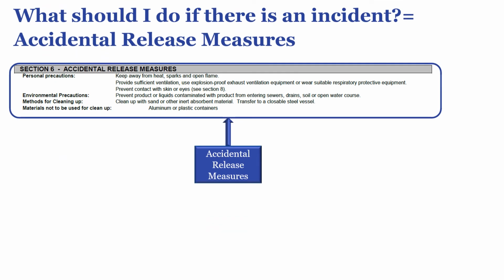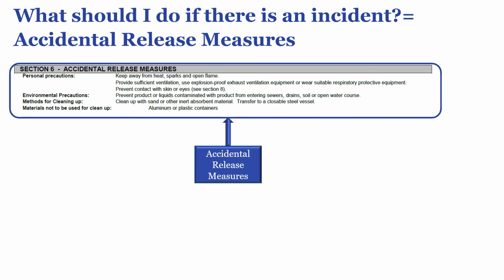Accidental release measures. In Section 6 of the SDS, there is information in regards to personal precautions, environmental precautions, methods for cleanup, and materials not to be used for cleanup. For our example of P70, personal precautions include: keep away from heat, sparks, and open flame. Methods for cleaning include: prevent product or liquids contaminated with product from entering sewers, drains, soil, and open water course. Clean up with sand or other inert absorbent material. Transfer to a closable steel vessel. Materials not to be used for cleanup: aluminum or plastic containers.